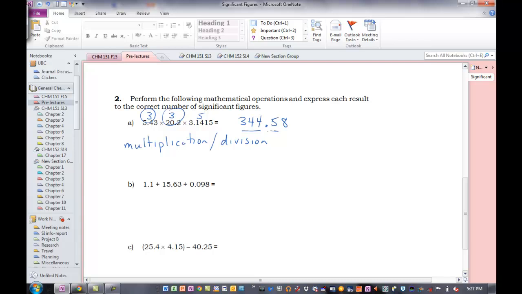Now, since this number is 5 or greater, we're going to round up, and we will write this number as 345. Okay? Not so bad. So multiplication, division, find the number that has the fewest number of digits. That's how many you carry in your answer. Addition and subtraction, however, a little bit trickier.